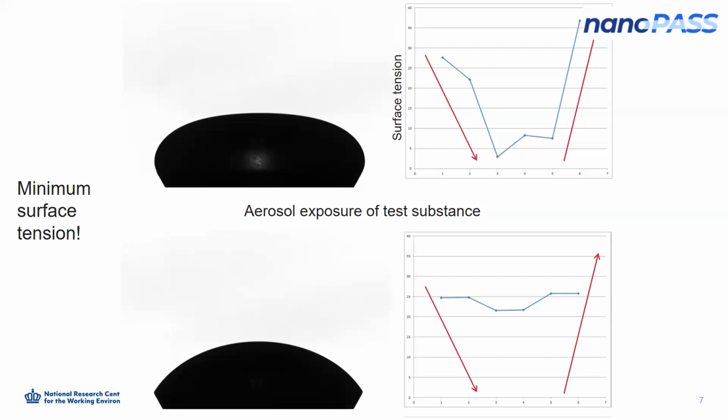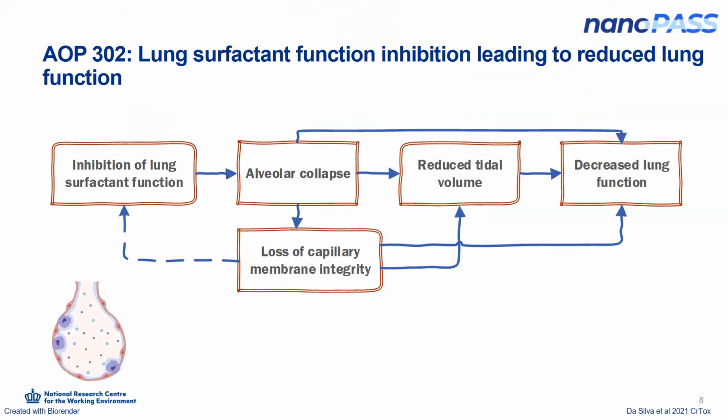So we have collected what happens if this would happen in the lungs in an AOP. This is AOP 302. So first of all, if you inhale something that can inhibit lung surfactant function by interacting either with the phospholipids or the proteins, if you don't have a low surface tension at the end of your out-breath, so when the alveoli are at the smallest, the alveoli can collapse.